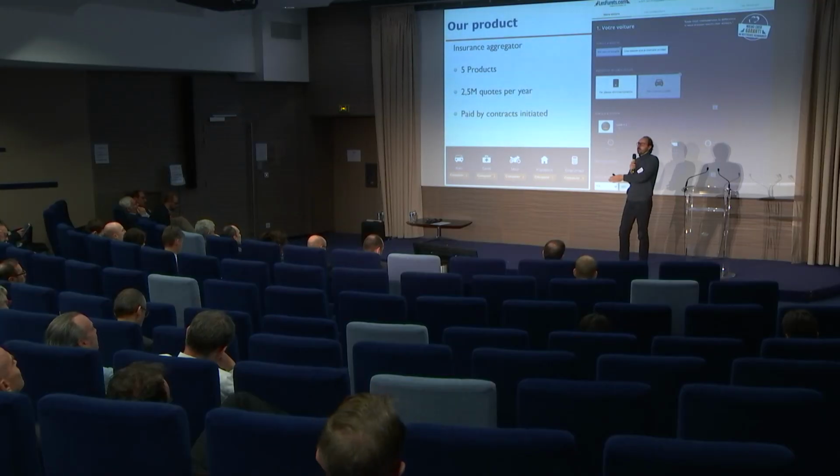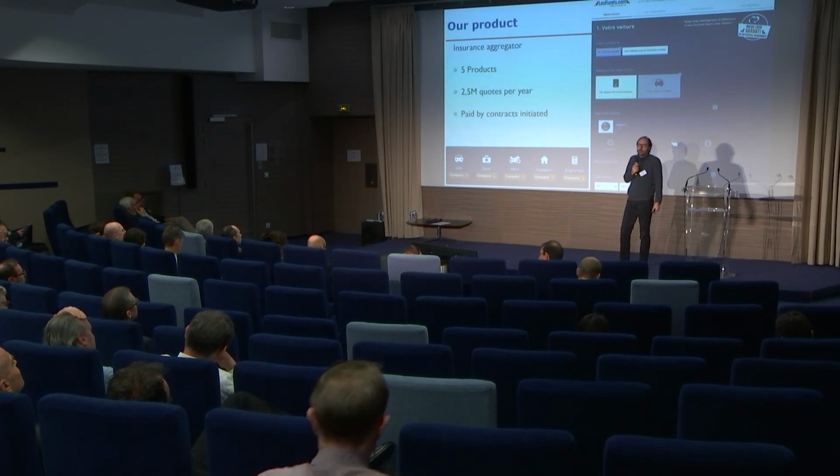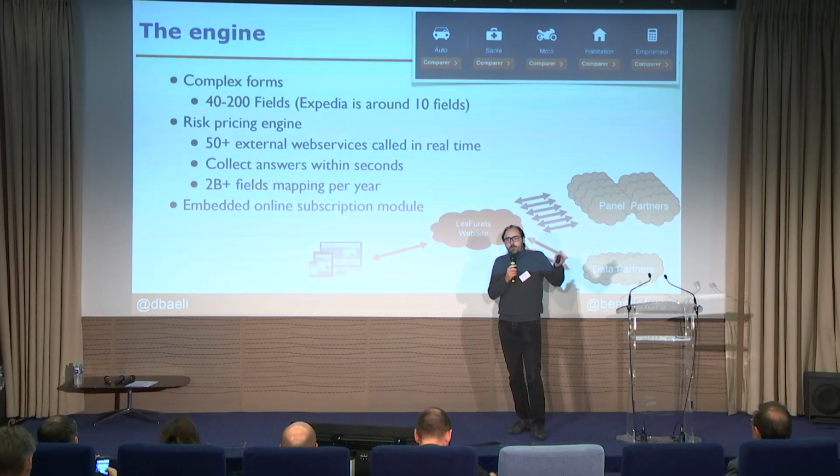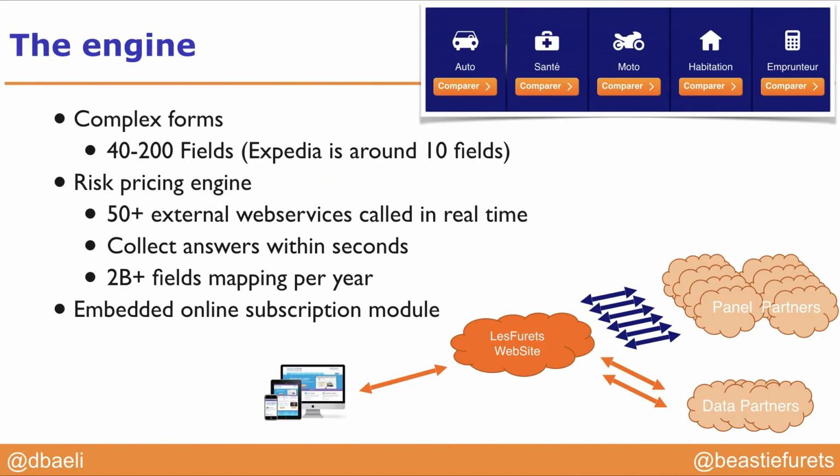We are paid by contract signed at insurer level. So the insurer, the user, and ourselves are aligned to get the best contract for them. We can't really cheat on that one. And we have around 2.5 million quotes, so risk or prices displayed for users, per year. The engine behind it has between 40 and 200 questions, to get a fair price and an exact price.